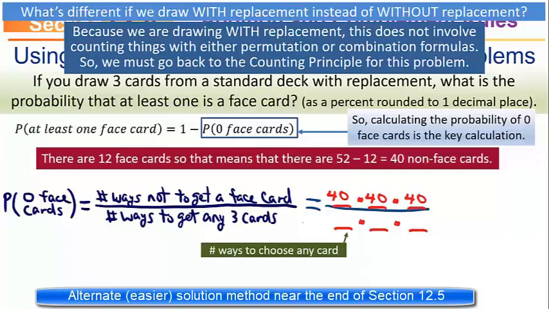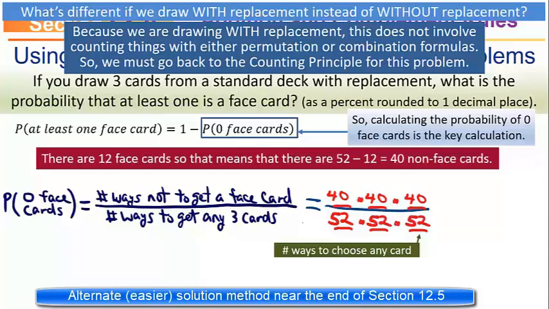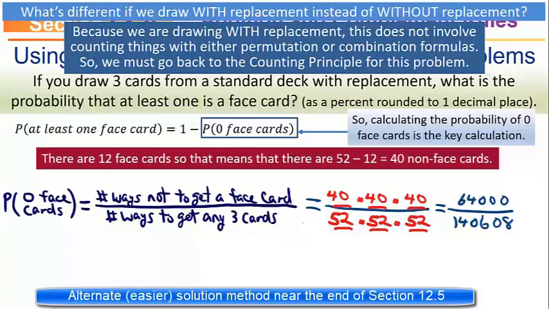How about the denominator? Well, same thought process, but in the denominator, you don't care what it comes out to be. It could be any of the 52 cards. And again, because you're putting it back in, you still have 52 cards to choose from. You don't care what the card is. And the third draw is the same. You have all 52 cards to choose from, and you don't care what the card is. So the result will be 40 times 40 times 40 over 52 times 52 times 52. That's 64,000 over 140,608.